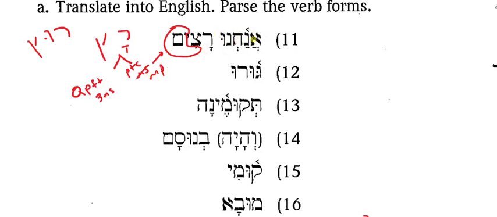So how would we translate 11? Anachnu is what? We. And is there a copula between these two forms? There's an implied one, right? So we need to add are. We are ratzim, running.